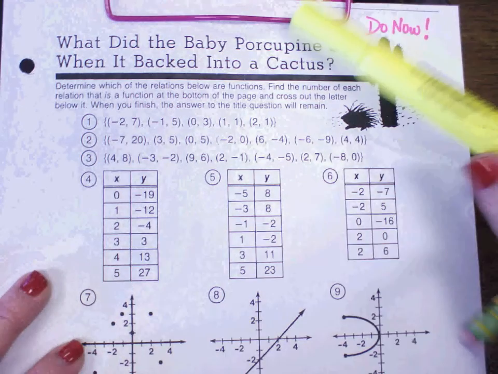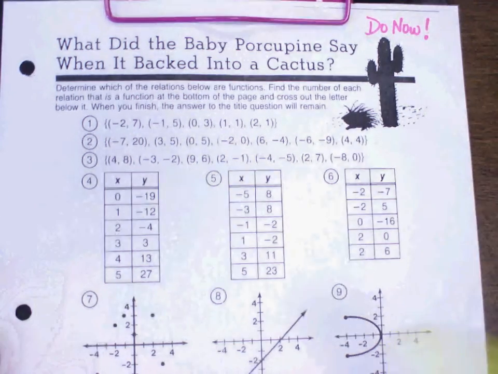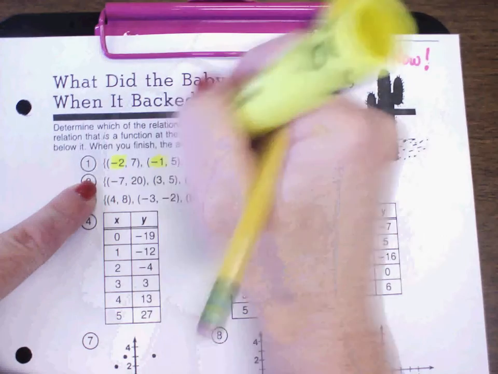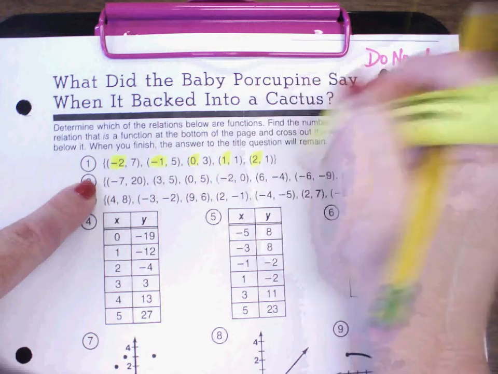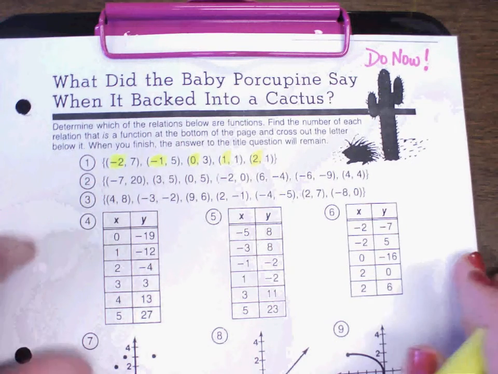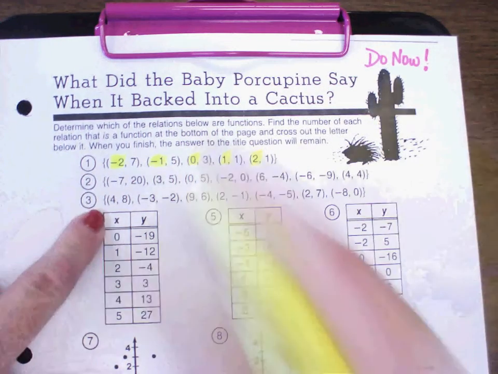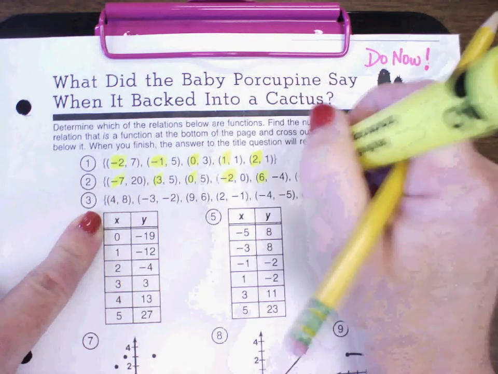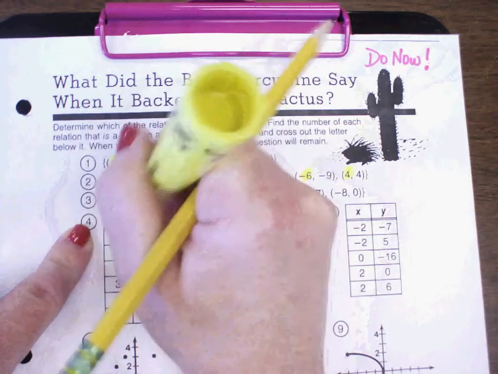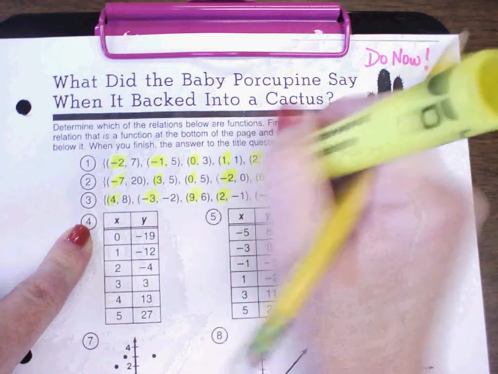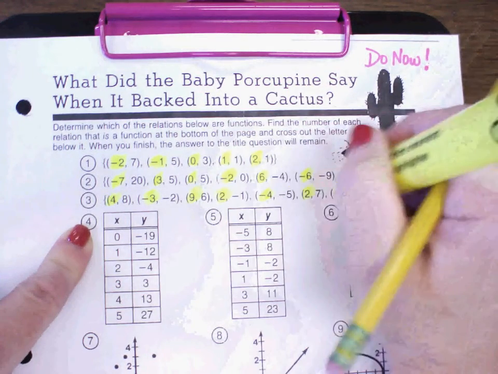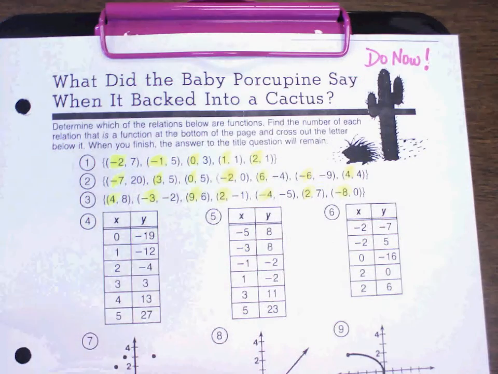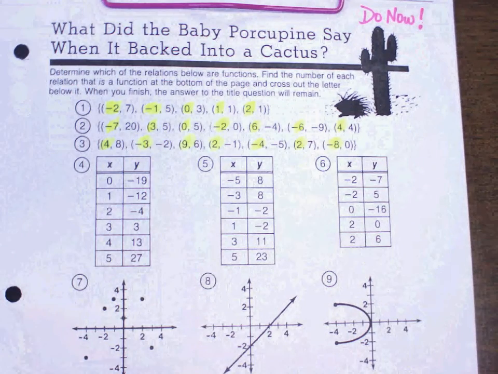So all you needed to do in here was figure out if there were functions or not. This is really easy to do. You need to take a look at your domain, or your x's. Very easy to get confused, so might as well just go ahead and start using those highlighters and highlight if you need to. All right, number one, is it a function?